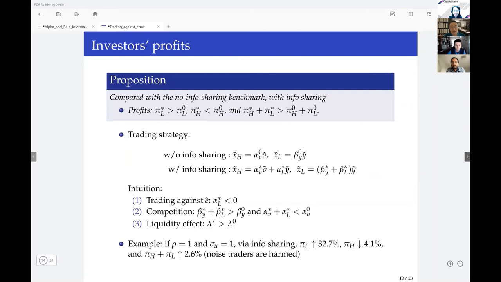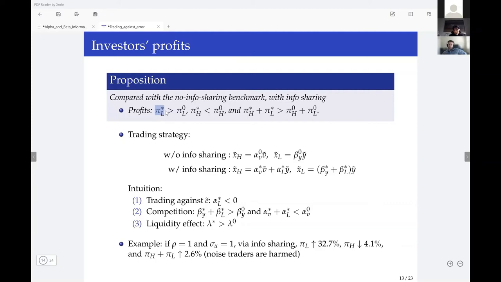Okay, I think I already conveyed the main intuition, and then we show that in equilibrium. We look at the benchmark. In the benchmark, we don't allow information sharing, so H investor and L investor have no information sharing. That's a basic Kyle model. And we can show that L investor's profit actually becomes higher and H investor's profit becomes lower.